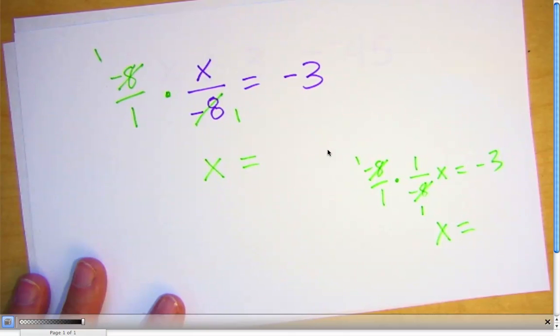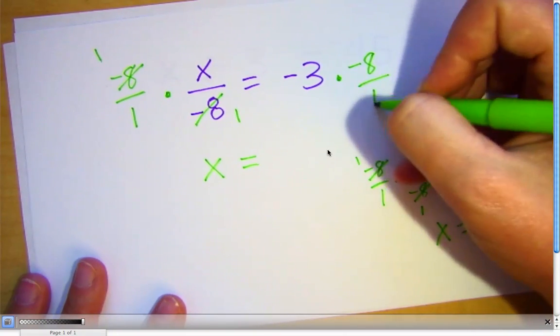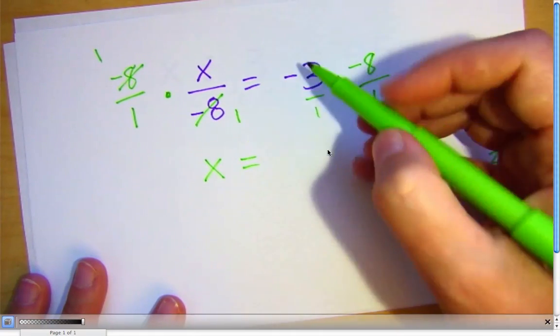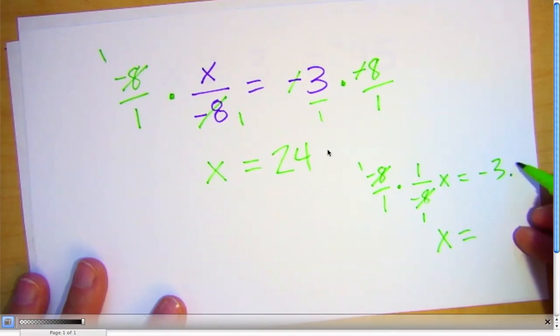to just an x. So I'm going to do the same thing on the other side, multiply by a -8. If it's all over 1, really I'm just doing 8 times 3. The negatives will cancel out. 8 times 3 is 24. So my answer is 24, no matter which way you do it.